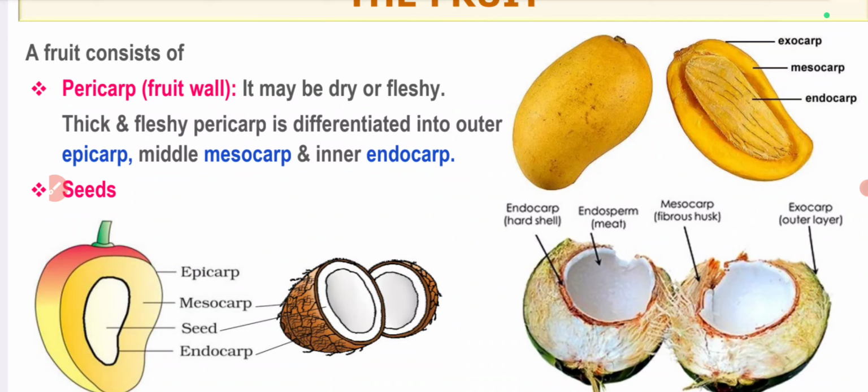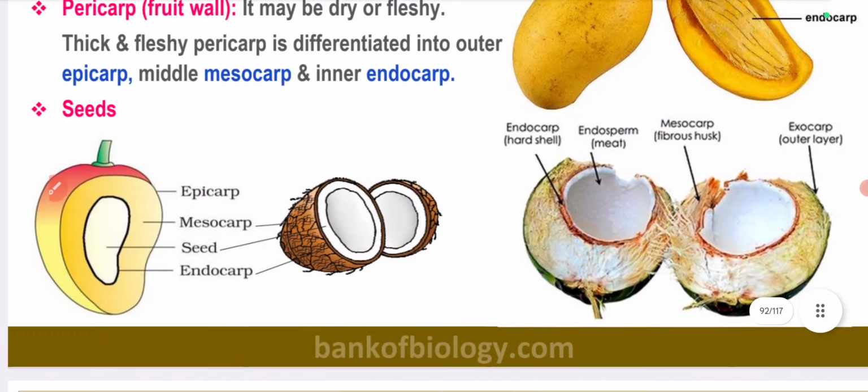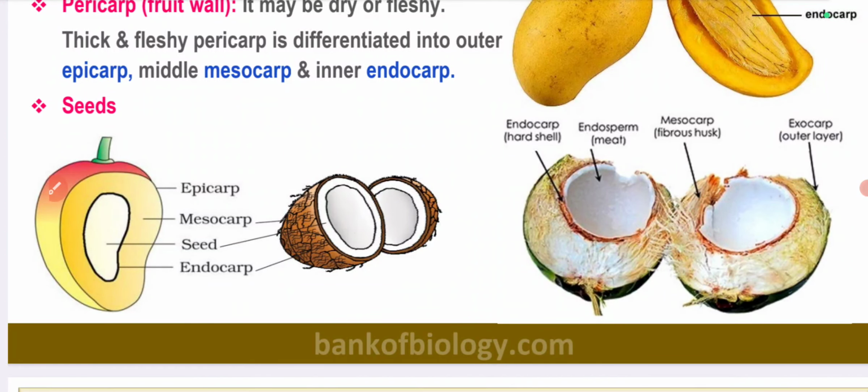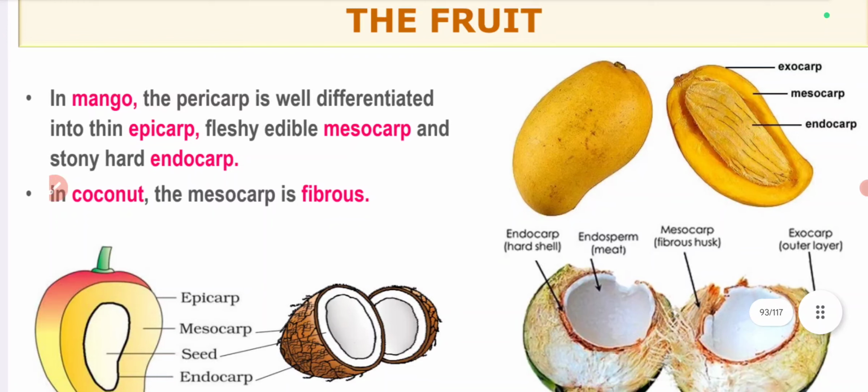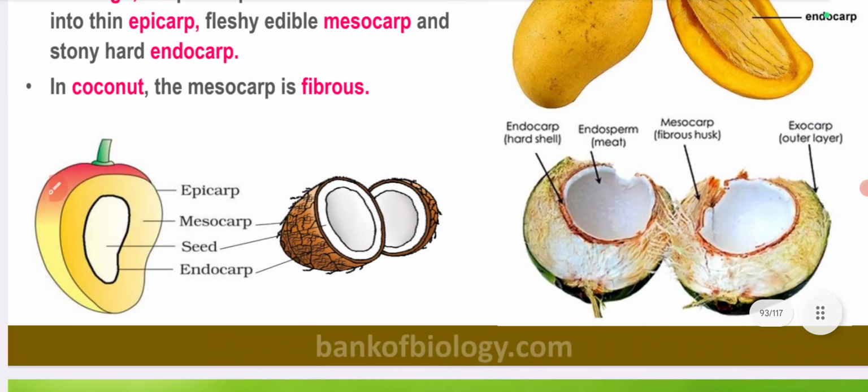Epicarp. In mango you can easily identify epicarp, mesocarp, endocarp. In coconut, the endocarp is the hard shell and the endosperm which you eat, and mesocarp is the fibrous husk, and exocarp is the outer layer. In mango, the pericarp is well differentiated into thin epicarp, fleshy edible mesocarp, and stony hard endocarp. In coconut, the mesocarp is fibrous.